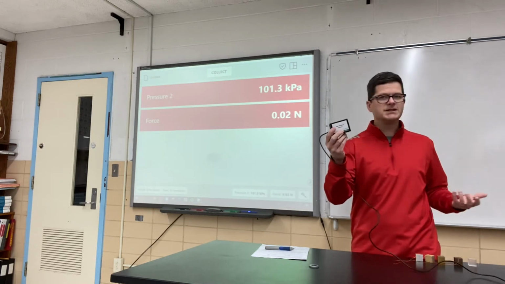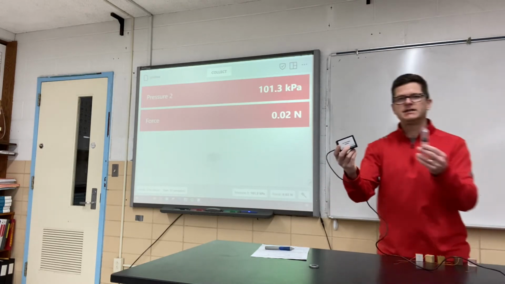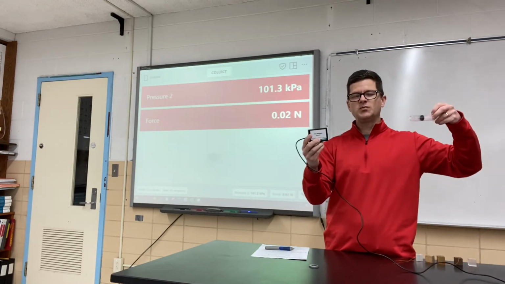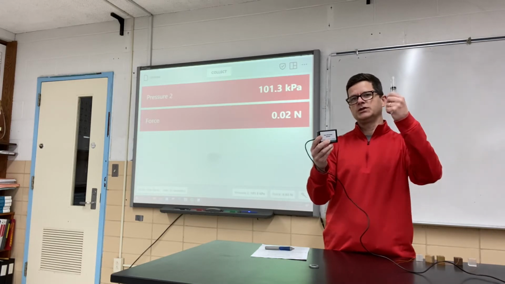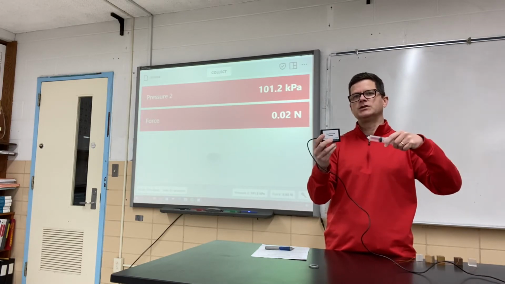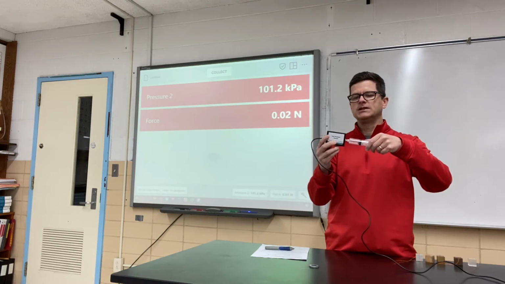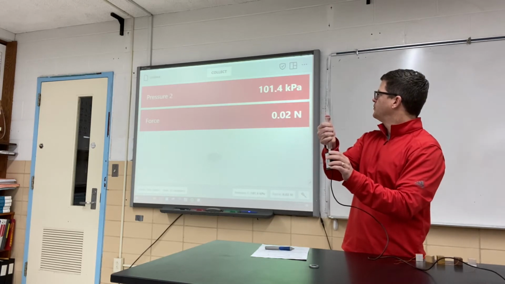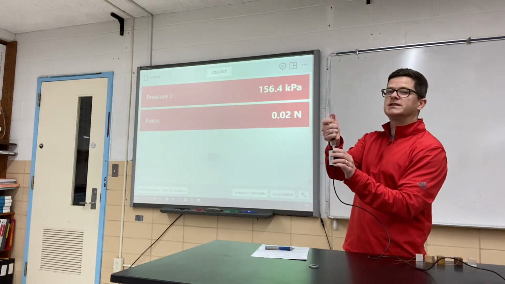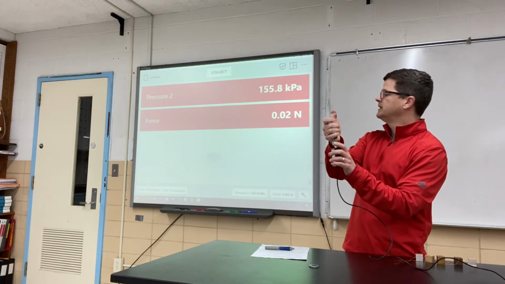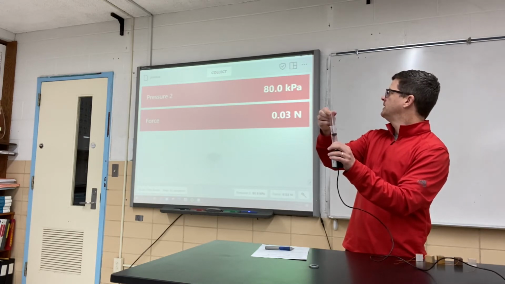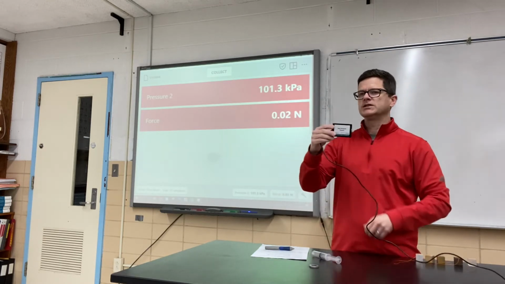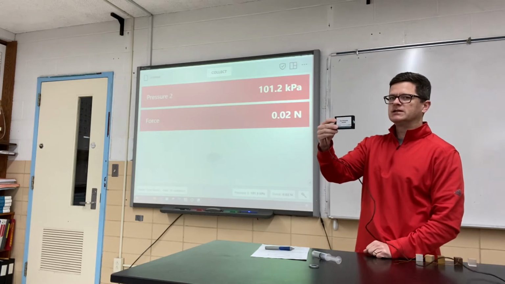Now, just to show you that this is actively measuring something, I can take a syringe and attach it to the pressure sensor. If I compress the air with the syringe, the pressure goes up, and if I pull on the syringe and decrease the pressure, you can see that too. I'm going to tighten that down, and if I push the plunger, you can see the kilopascal value goes up, and if I pull the plunger, it goes down. So this is actively measuring pressure, and because it's open to the atmosphere at the moment, it's measuring atmospheric pressure.